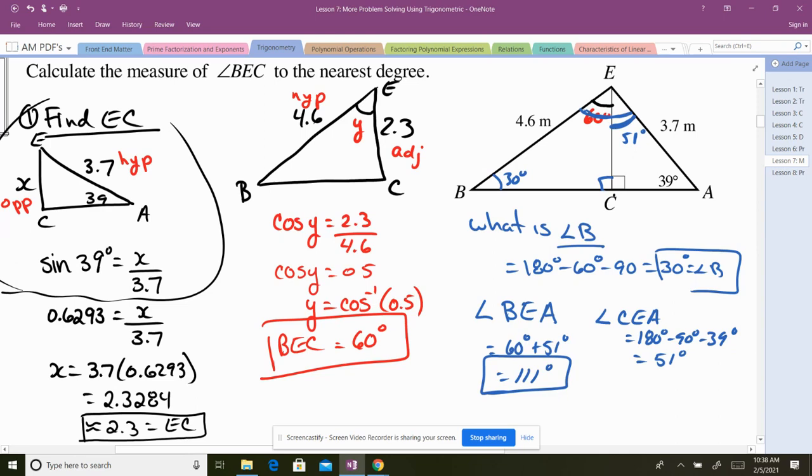All right. That is the end of trigonometry. Here's the questions I would like you to do. Number 1, A, C, and D. Number 2, A, and 3 as well. And I think that is it. 1A, C, and D, 2A, and 3.